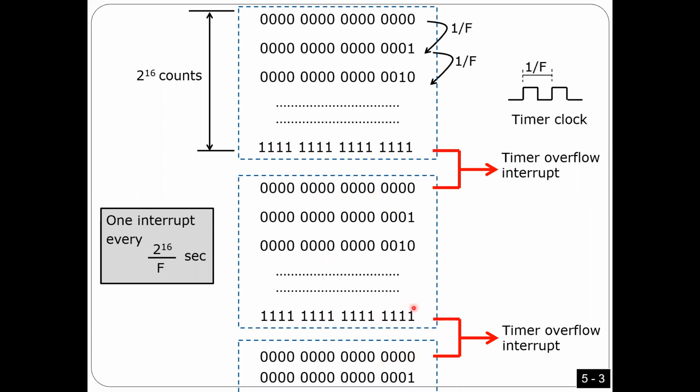So all the time, this counter should count from all zeros to all ones, and then all zeros, all ones, keep counting this way. Why? I'm going to tell you later why, but just let me finish this part.